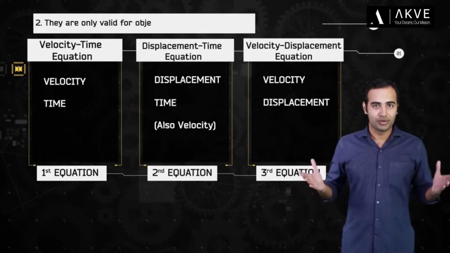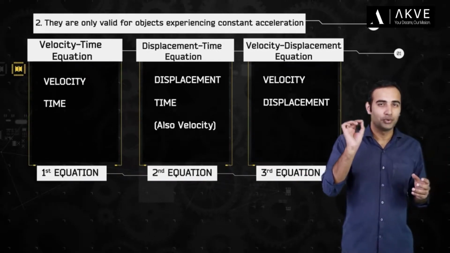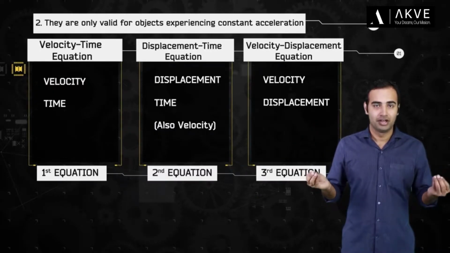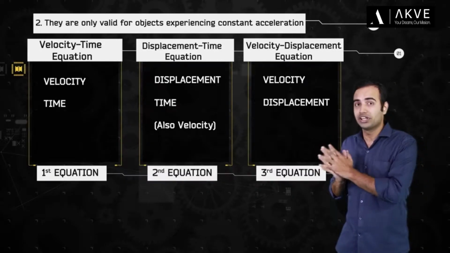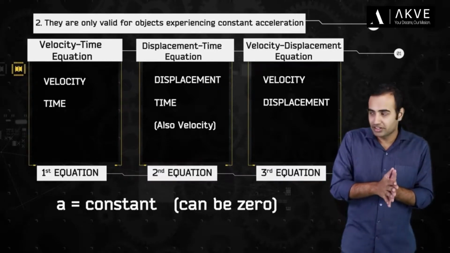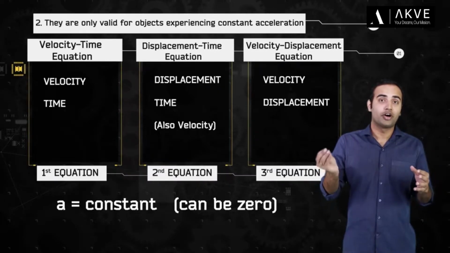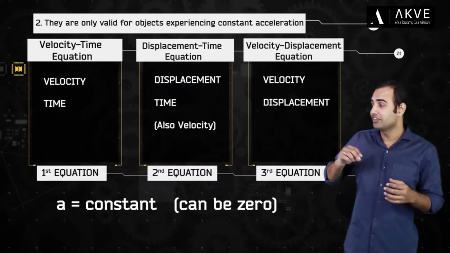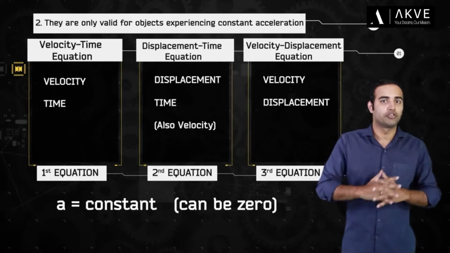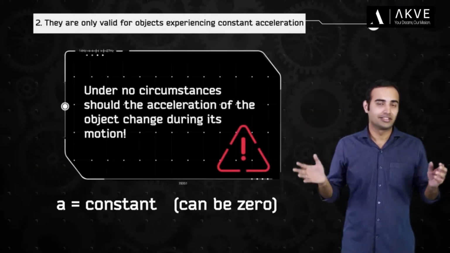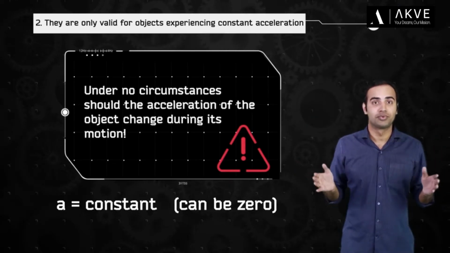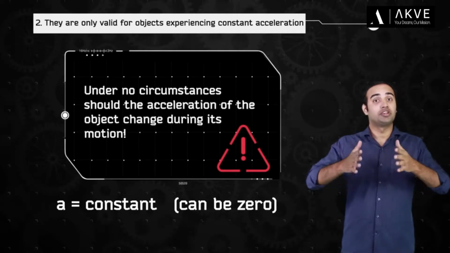Now, the second important point about these equations is that they are only valid for those objects that are experiencing a constant acceleration. Or in other words, these equations are valid only when the value of a is a constant. Now, this also means that if the value of acceleration is 0, or in other words, if an object is undergoing uniform motion, even then these equations would be valid because 0 is also a constant value of it. But under no circumstances can the value of acceleration change during the course of the object's motion. If that happens, these equations won't be valid.